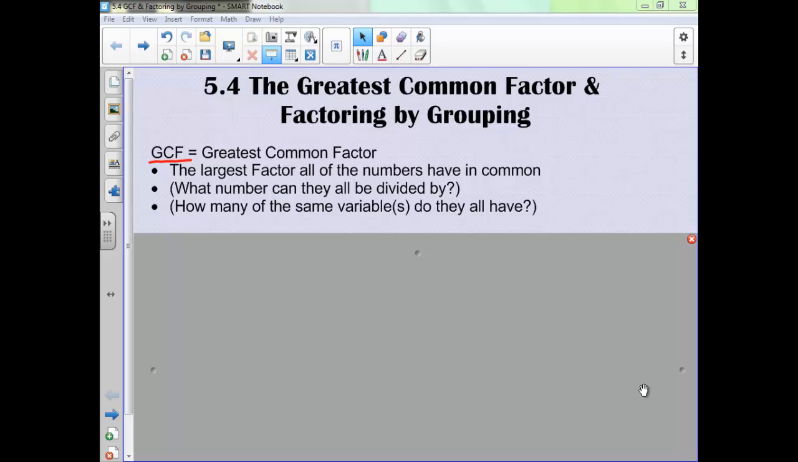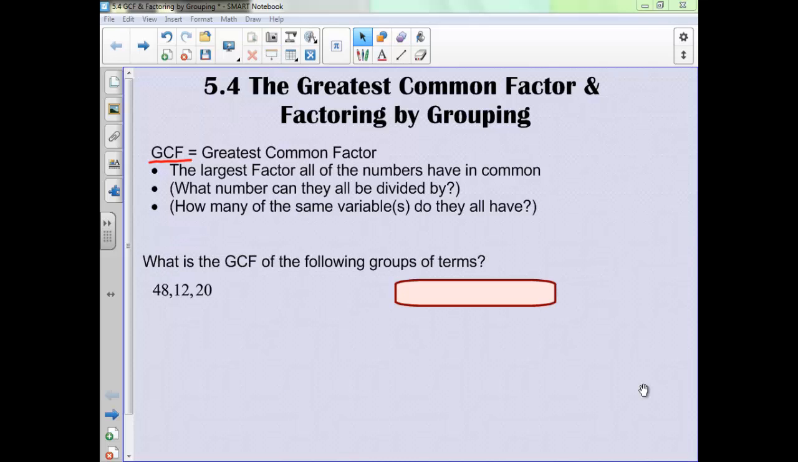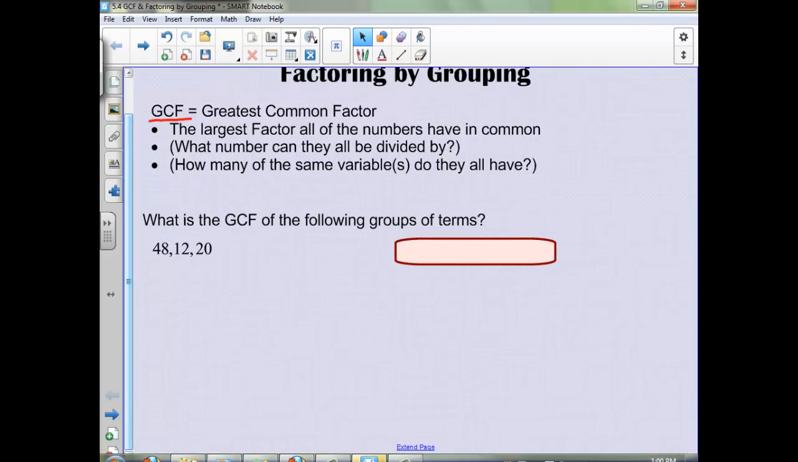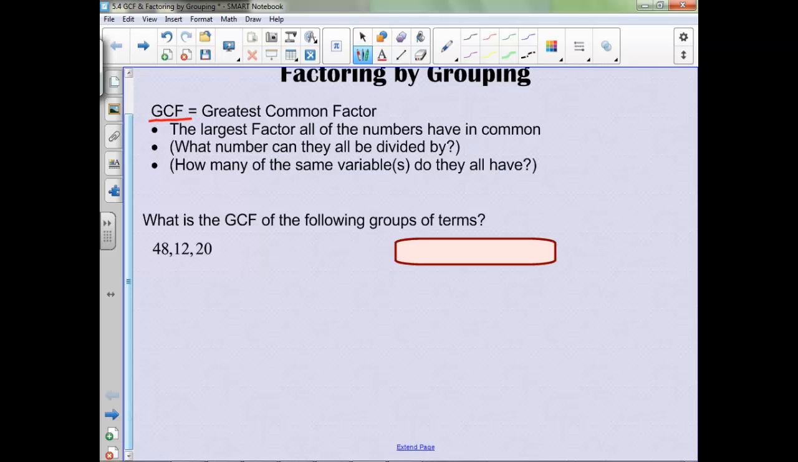And then you also have to look at the variable. So how many of the same variable or variables plural do they all have? So we're going to start by just finding the GCF of these three numbers. So the strategy I'm going to use here to go through it, you don't necessarily have to do this the whole time. You could look at the numbers and see what the largest number that divides all of them.